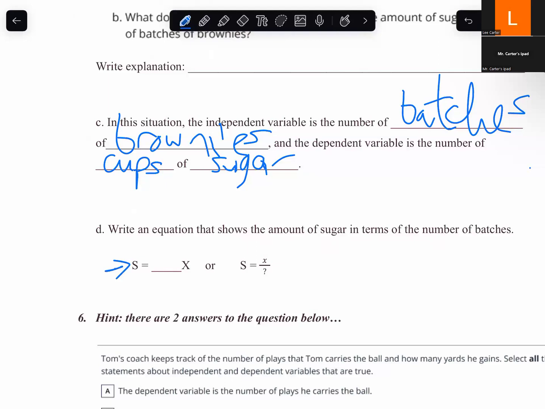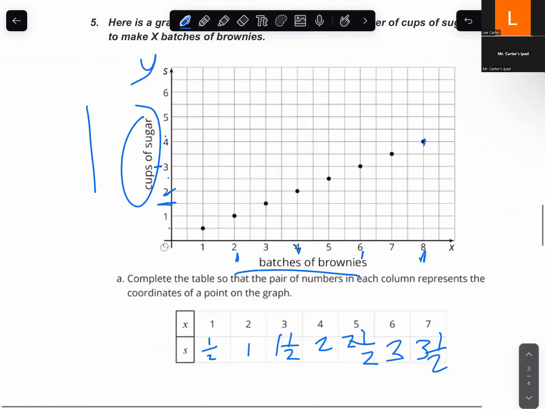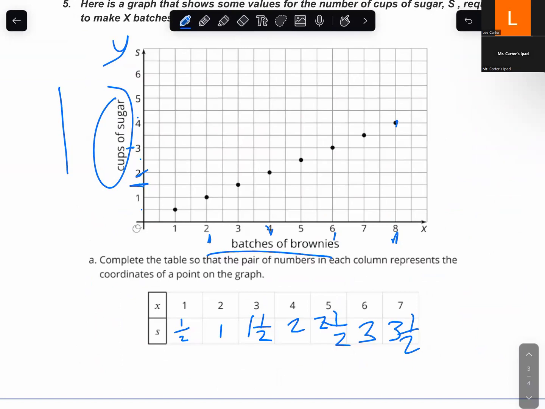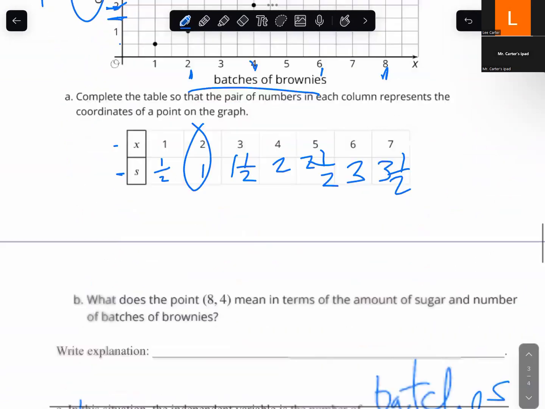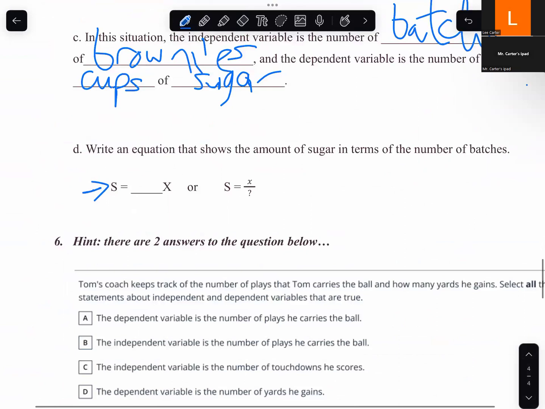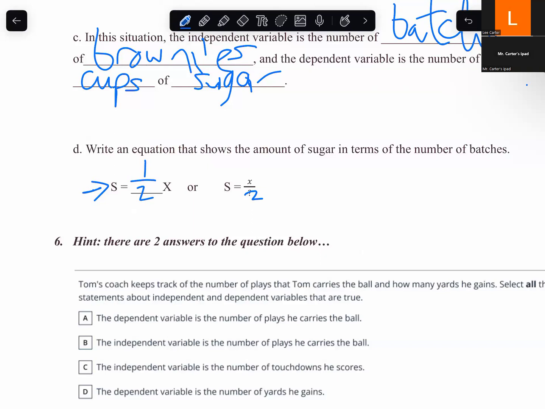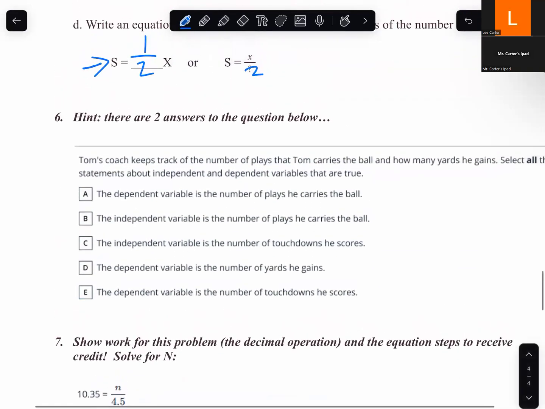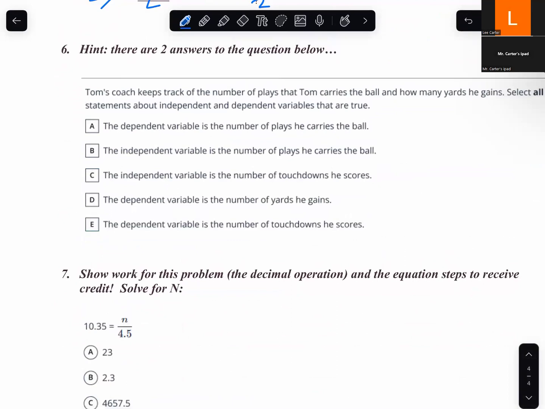I'm going to prefer it this way myself, but if you like the other way. So what's happening for the sugar? Well, basically the sugar is half as much as the brownies, right? If you look at like the 2 right here. So 2 sugar, 4 brownies, right? 1 sugar, 2 brownies. See that right there? Okay. So that means the amount of sugar is 1/2 times the number of batches of brownies, or that would be X, the number of batches of brownies divided by 2. So the 1/2 X or X divided by 2. Either way works.